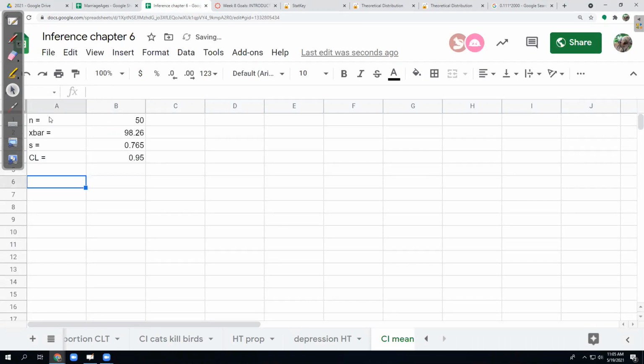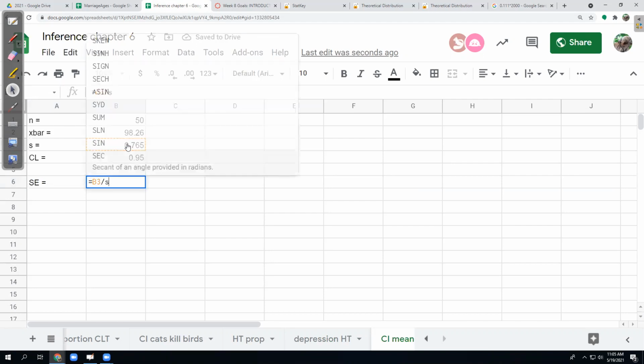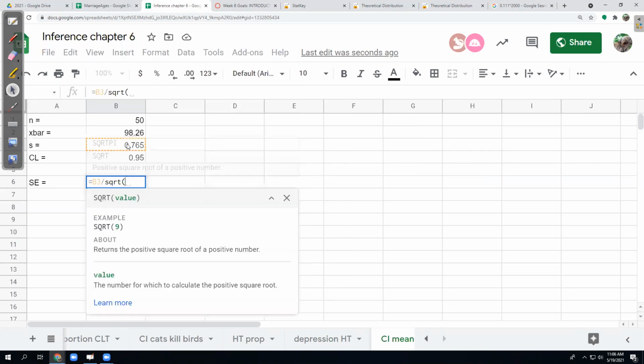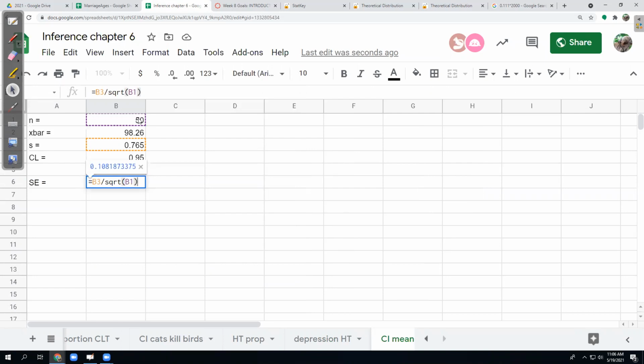0.95 space. The next thing I usually want to figure out is what's the relevant Z or T score based on the confidence level, and I need to know what the standard error is. So I'm going to do the standard error first. Standard error based on the information above is always the sample standard deviation divided by the square root of the sample size. And there's that 1.082 that we had earlier.